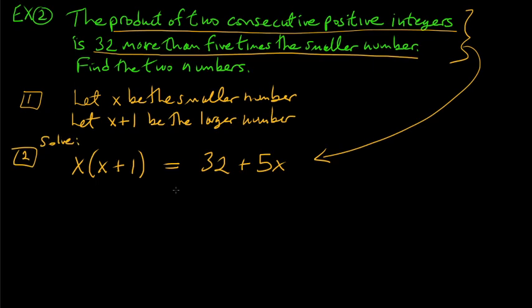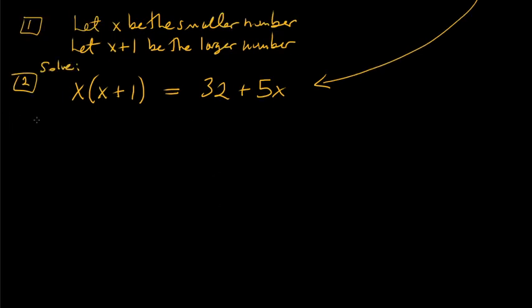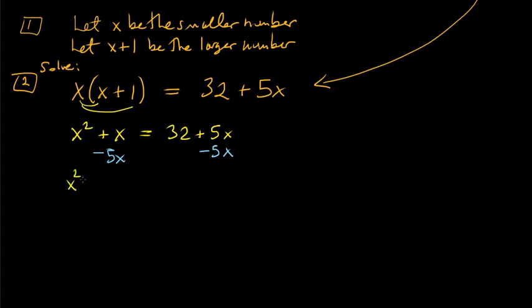And it is a quadratic equation, although it doesn't look like it. If you multiply this out, x times x is x squared. X times 1 is x. And that's going to equal 32 plus 5x. So, standard form, we have to get 0 on the right side here. So let's take away the 5x from both sides. And that leaves us with x squared minus 4x equals 32.